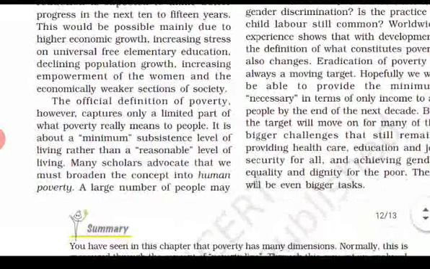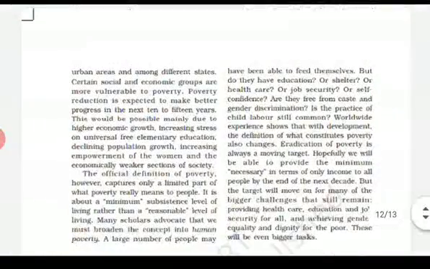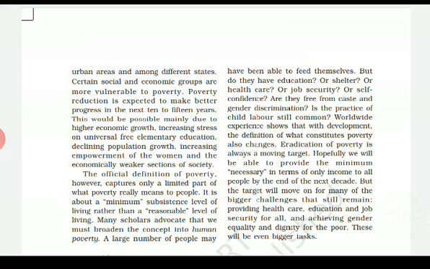The official definition of poverty, however, captures only a limited part of what poverty really means to people. It is about the minimum subsistence level of living rather than a reasonable level of living. So many scholars advocate that we must broaden the concept into human poverty. A large number of people may have been able to feed themselves, but do they have education, shelter, healthcare, job security, or self-confidence? Are they free from caste and gender discrimination? So these are the questions.